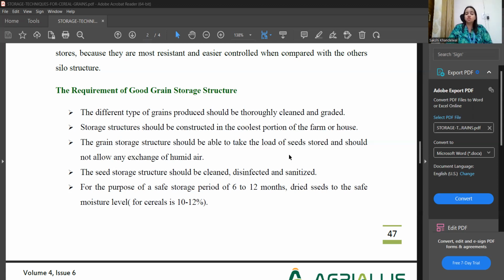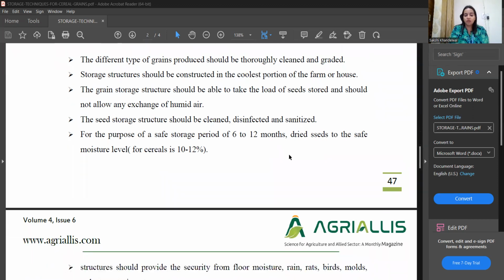The seed storage structure should be cleaned, disinfected, and sanitized. Make sure whenever you are filling the grain storage structure, you disinfect and sanitize the whole stainless steel body before filling it with the grains. For a safe storage period of 6 to 12 months, dried seeds must be at a safe moisture level. That's why we maintain 10 to 12% moisture for the cereal, so that it does not soak up moisture further, and can be kept over 6 to 12 months.